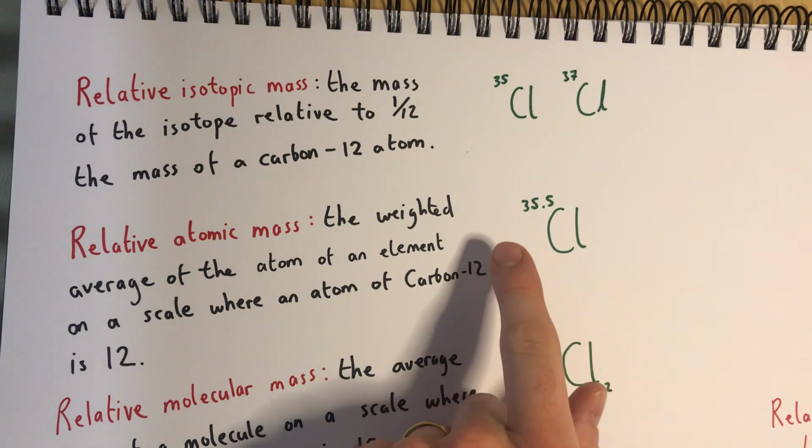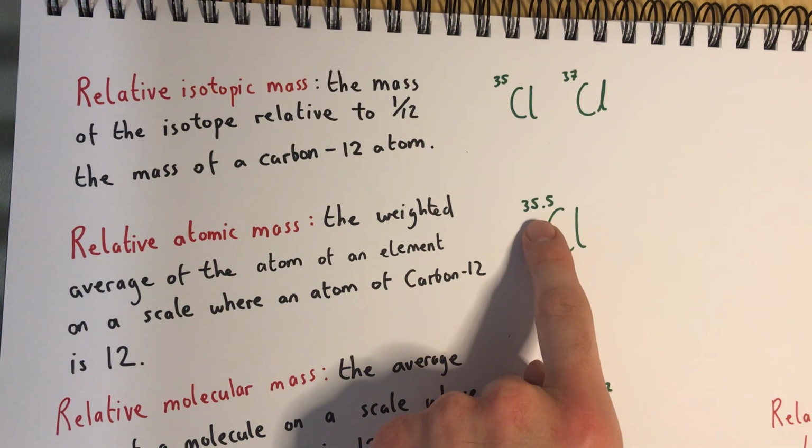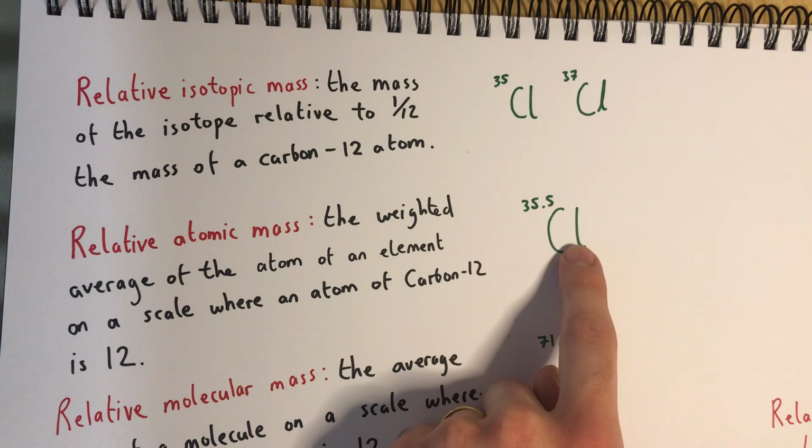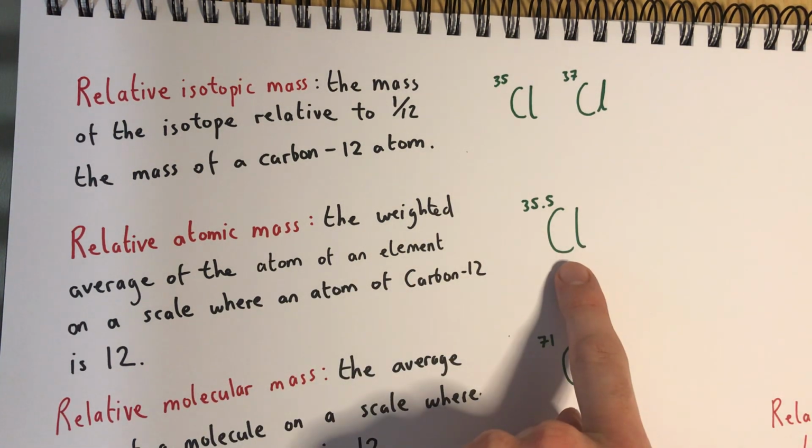The true relative atomic mass, the true weighted mean or weighted average, is 35.5. And that's where that value comes from, showing us that there is more chlorine-35 than chlorine-37.